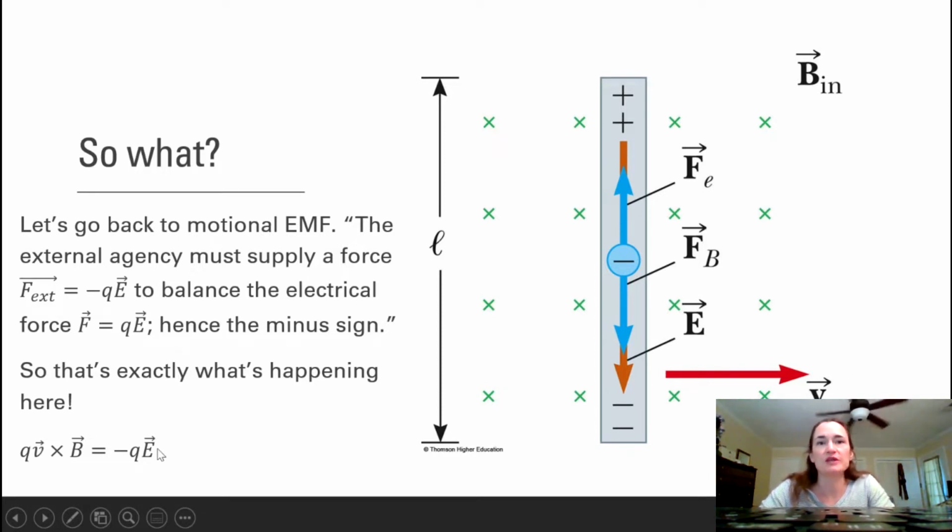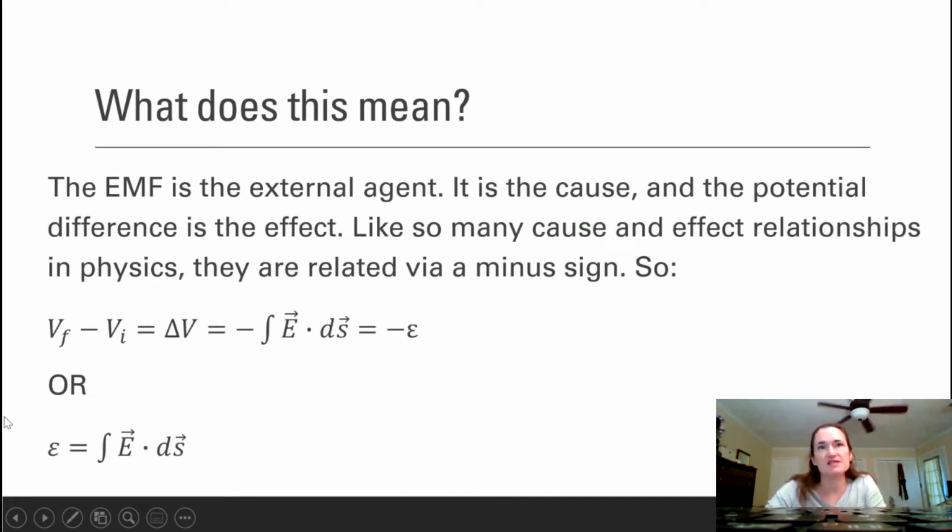The EMF is the one doing the work, and the charges are the ones receiving the work, right? And they're related by a minus sign. So the EMF is the external agent. It's the cause, and the potential difference is the effect. And like so many cause and effect relationships in physics, they're related by a minus sign. So you could write your potential difference between the exact same 2 points, say on either side of your battery or whatever, or on either side of your bar moving through your electric field, and you'd have delta V is equal to the negative integral of E dot ds, which would equal the negative EMF. Or you could write your EMF as the integral of E dot ds, okay, for our motional EMF problem.